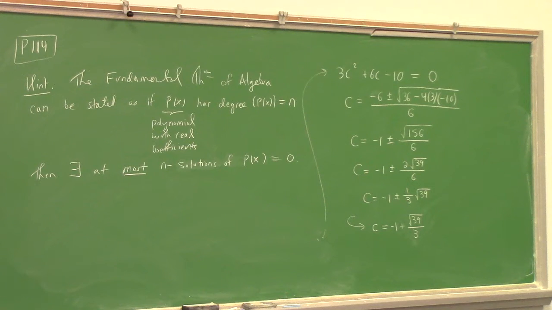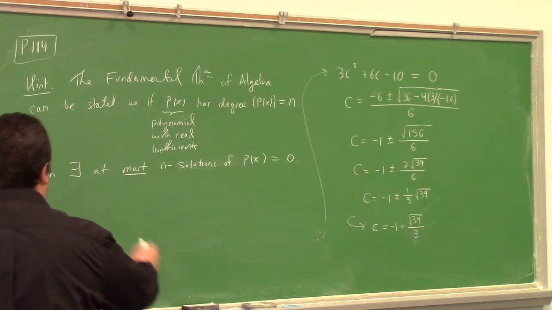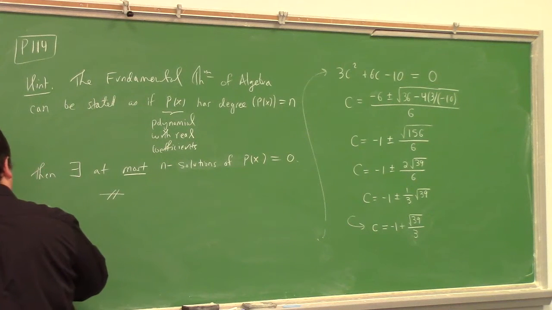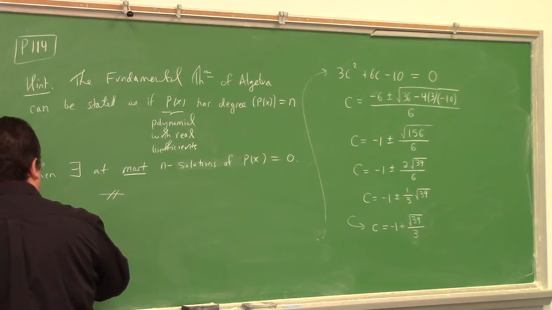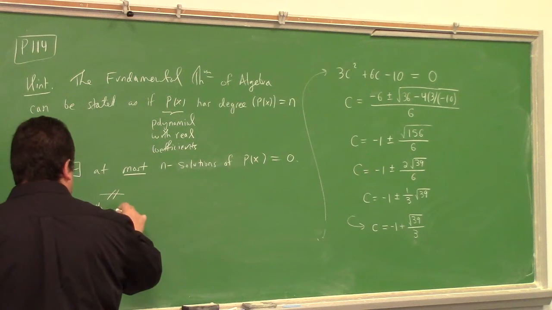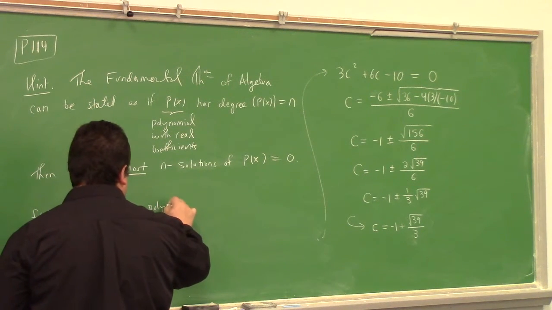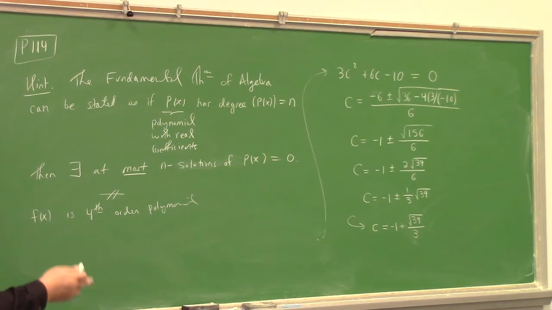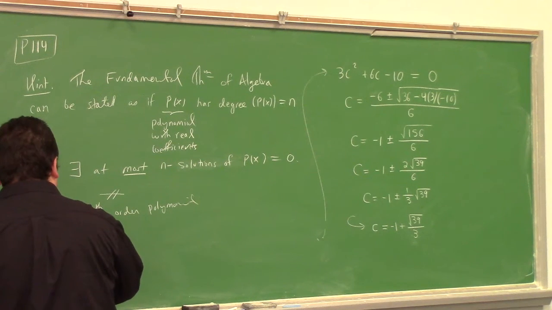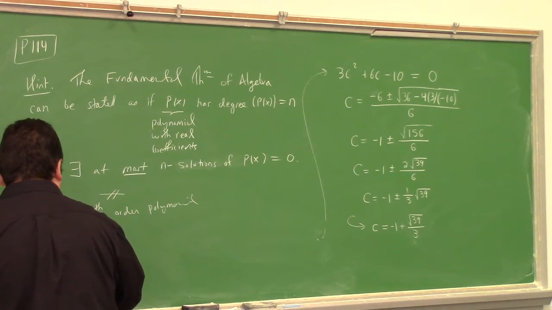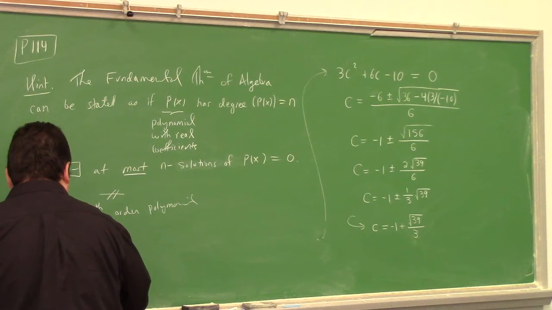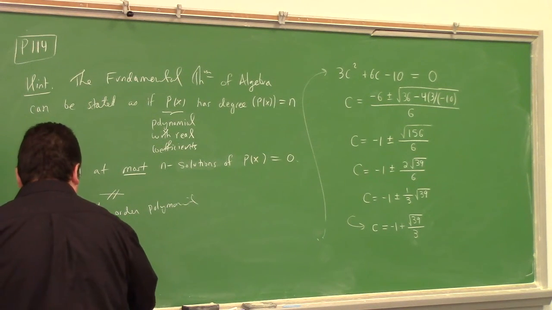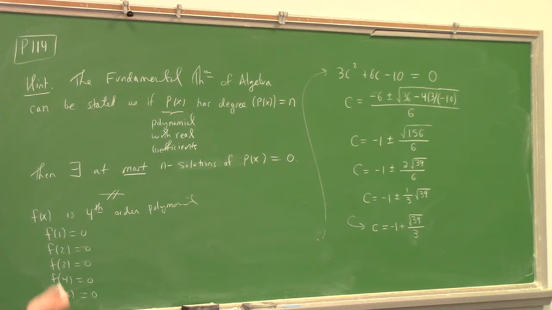Why can't you have more than n distinct zeros? Let's just talk about that for a second. What if f of x is a fourth order polynomial, and suppose that you knew that it had 5 distinct zeros, that f of 1 was 0, f of 2 was 0, f of 3 was 0, f of 4 was 0, and f of 5 was 0. What would be the problem with that?